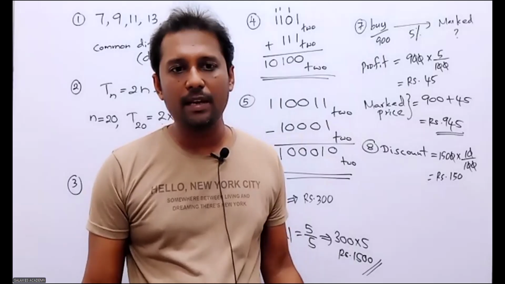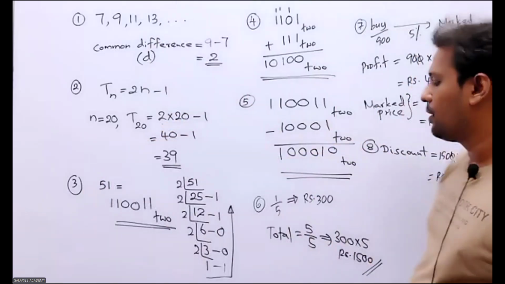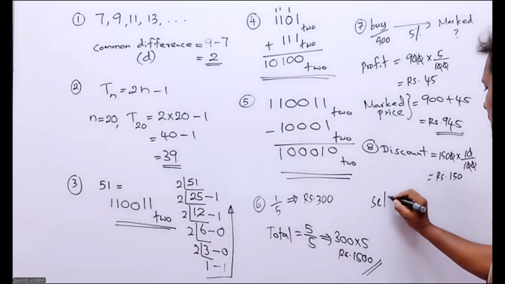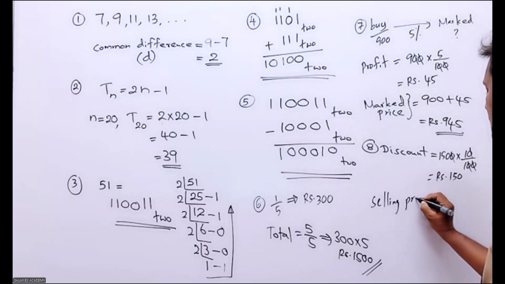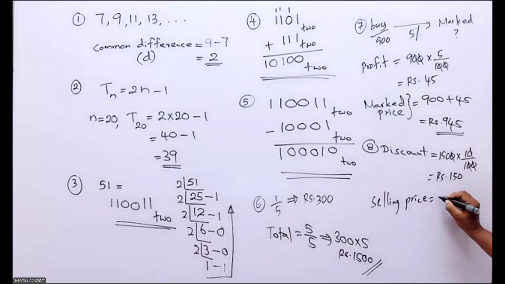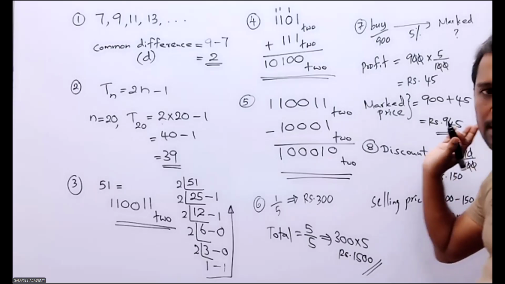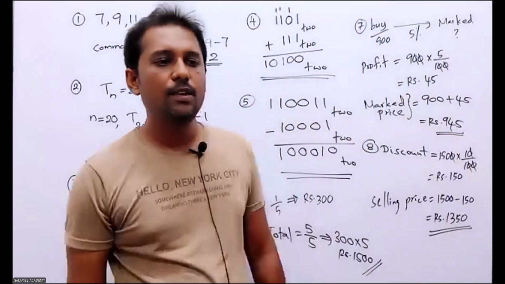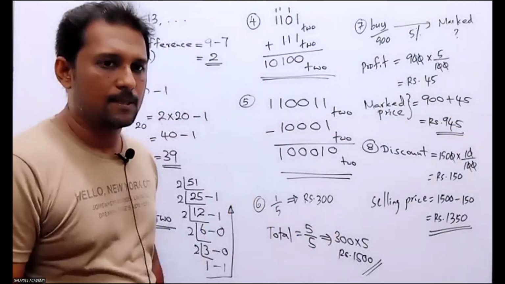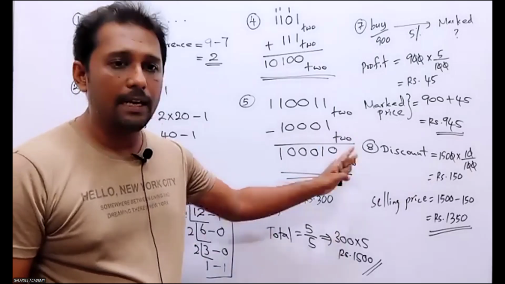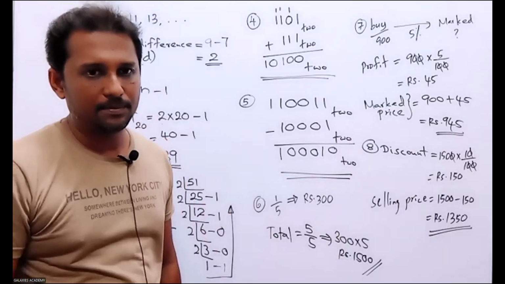Then you have to find the selling price. Right? How can you find the selling price? Selling price equals the mark price, 1500, minus 150. So what is the selling price? 1350 rupees. Right? It is the 8th question answer.